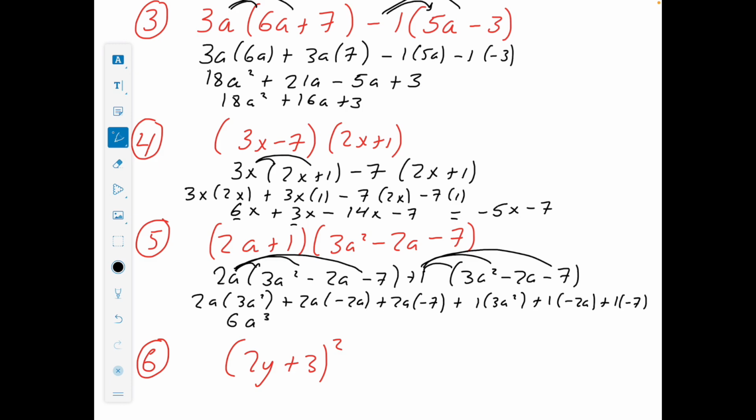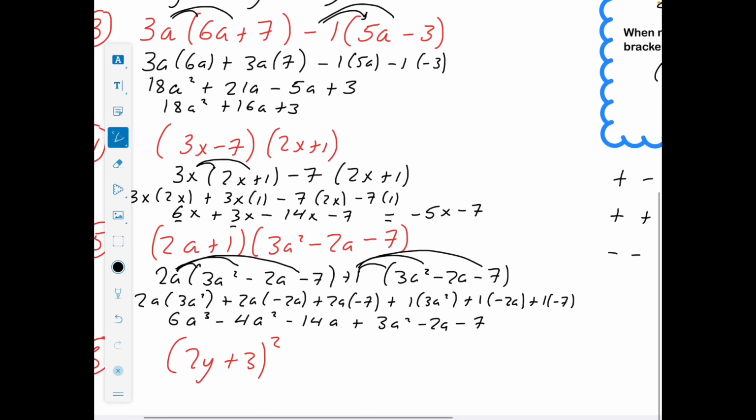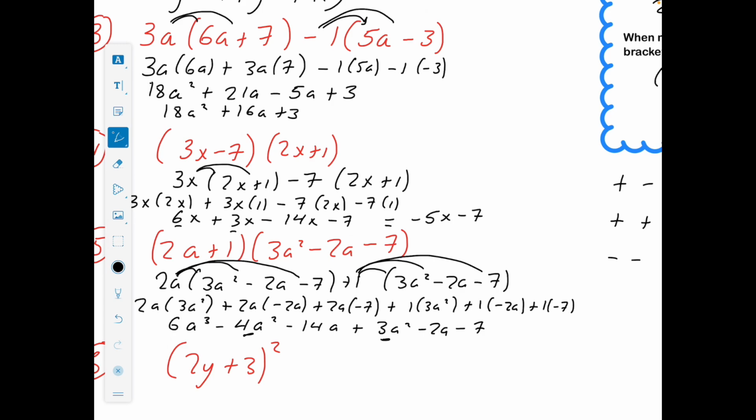So 2a multiplied by 3a squared, 2 by 3 is 6, and then a by a squared is a cubed. Need to learn that off by heart. Then we've 2a multiplied by minus 2a, that will give me minus 4, and a by a will be a squared. And then we've 2a multiplied by minus 7, that will give me minus 14a. Then 1 multiplied by 3a squared, that'll give me 3a squared. 1 multiplied by minus 2a, that'll give me minus 2a. And then 1 multiplied by minus 7 will give me minus 7.